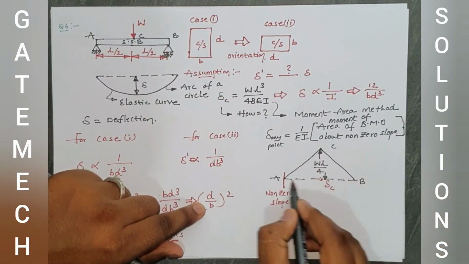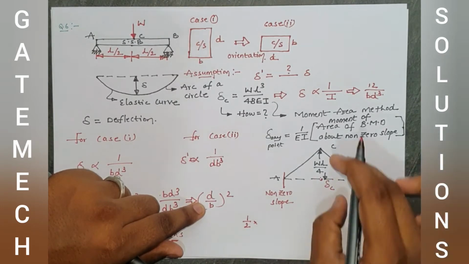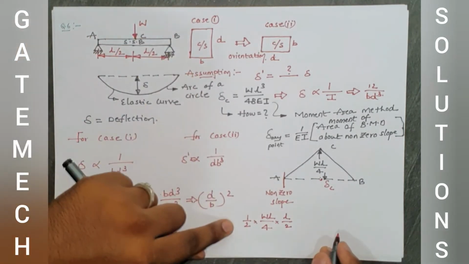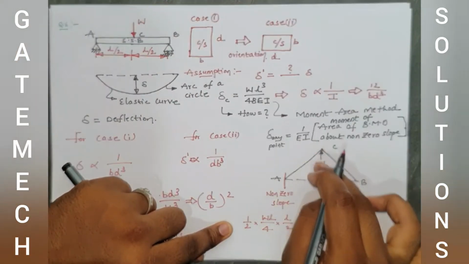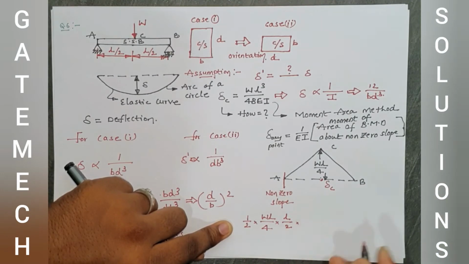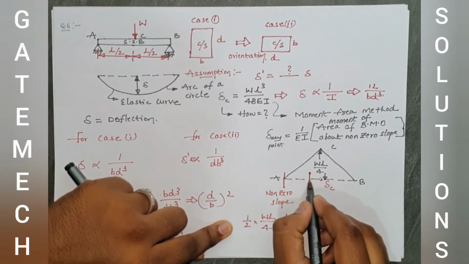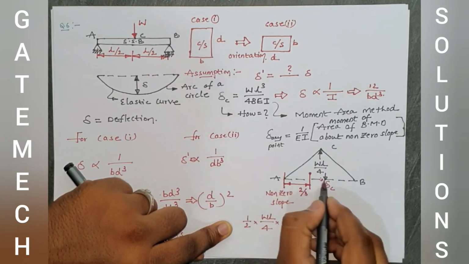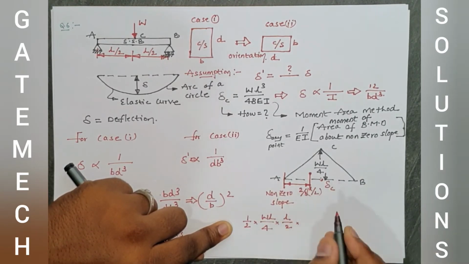So the total area of this triangle is half multiplied by the maximum bending moment WL by 4, multiplied by the width L by 2. From A to C, the width is L by 2. So this is the area of the bending moment diagram in between these 2 points. Now take the perpendicular distance. The centroid of this area is lying here, 2/3 of that length from the apex, L by 2. So 2 by 3 multiplied by L by 2.